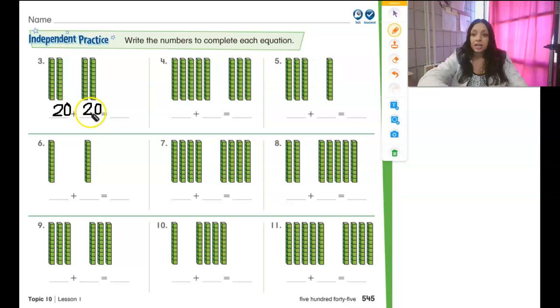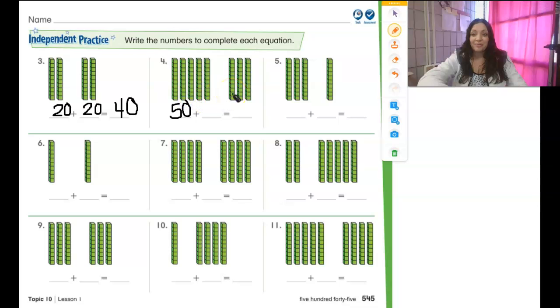So 20 plus 20 is like saying 2 plus 2. Well, what's 2 plus 2? 2 plus 2 is 4. But I need to make sure I put that 0 at the end because it's tens. 20 plus 20 equals 40. All right, and our next one, I have 1, 2, 3, 4, 5 tens. Now I can count them by tens too. I can say 10, 20, 30, 40, 50. So my first group is 50.